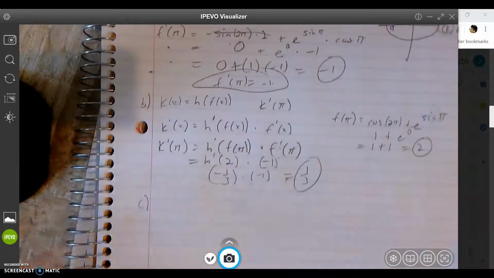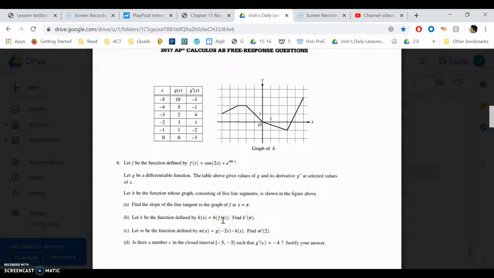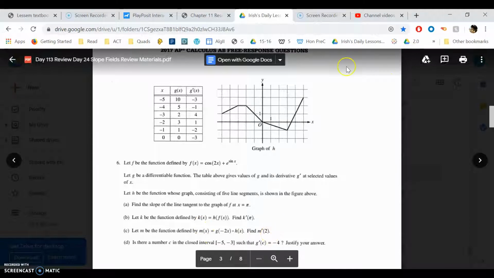Bam. All right, part C. Keep it going. Let's rack up these points. Let m be the function defined as m of x equals g of -2x times h of x. I want to find m prime of 2. Okay. All that fun stuff.